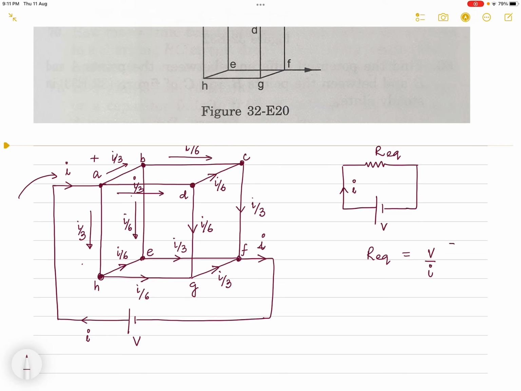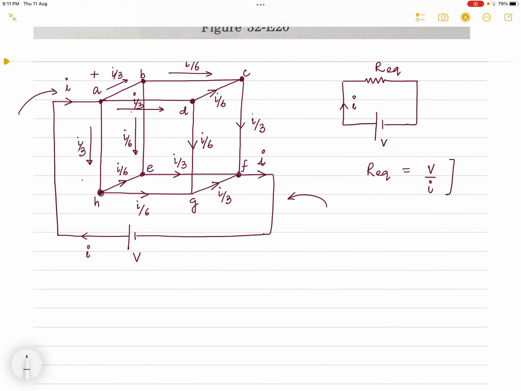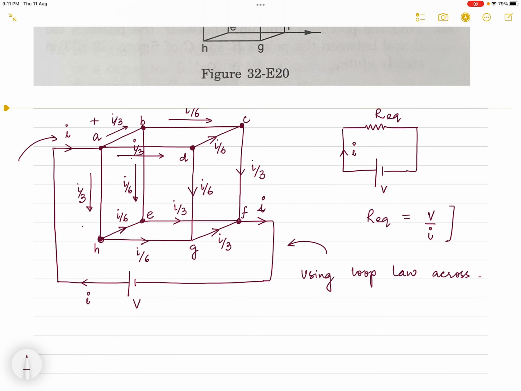And the same ratio V by I we will try to find out from this particular circuit by using the loop law. So, what we do now is we use loop law across one loop that we can choose here, any one loop, one closed loop. The important thing is that the loop should be chosen in such a way so that it passes through the battery. The battery is contained within the loop. So, what we do now is we take up one loop.